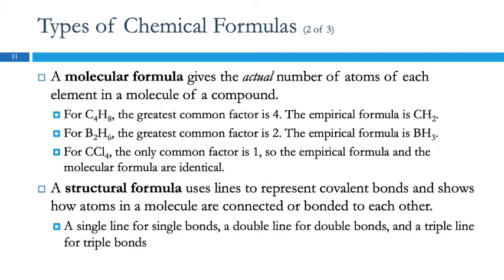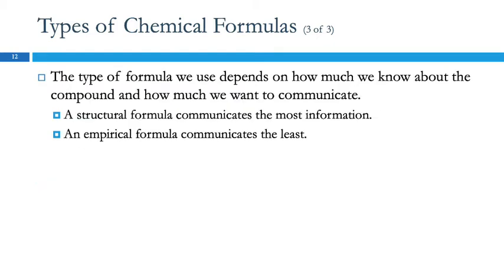Structural formulas use lines to show us how the atoms are connected. The molecular formula doesn't say anything about how they're connected. So we use lines in structural formulas: a single line for single bonds, a double line for double bonds, and a triple line for triple bonds. Which kind of formula we use depends on how much we know about the compound and also how much we want to tell the reader. The structural formula gives you the most information. It's really hard to type, though. A lot of times you have to use some sort of drawing program. An empirical formula communicates the least amount of information. So the molecular formula is in between, and that's what we usually use.